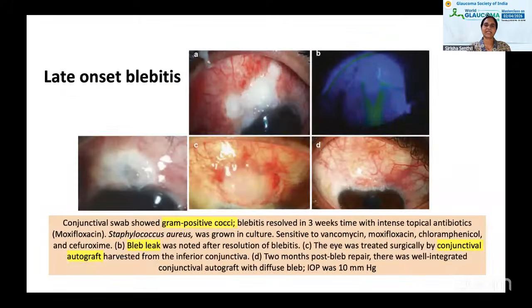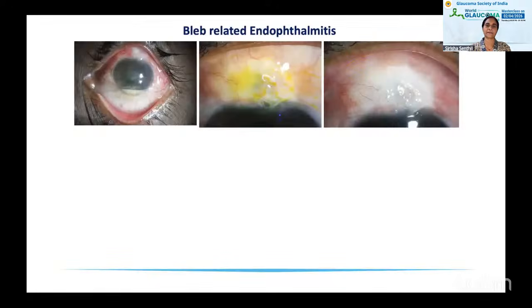Late onset blebitis is something that is difficult to treat, but if you are very aggressive in treatment, we will be able to salvage the eye. So the infection completely resolved in this patient. There was a thin cystic bleb with a leak, and of course, this needed to be treated with a conjunctival autograft. Once the conjunctival autograft was well taken up, you can actually see 2 months post bleb repair, a well integrated graft, and pressures were also maintained at 10 millimeters of mercury.